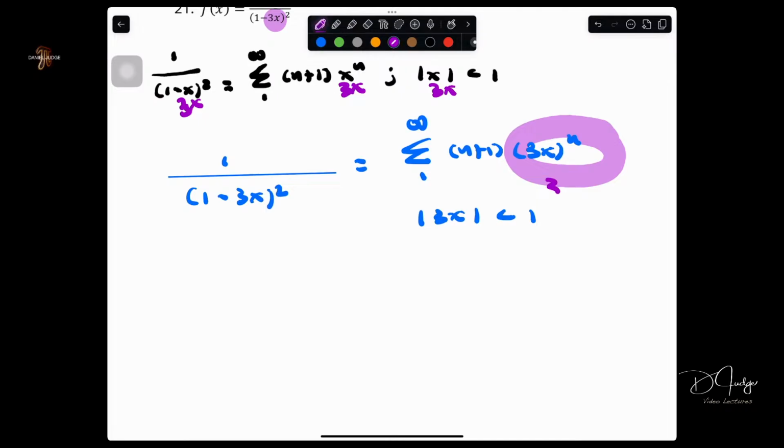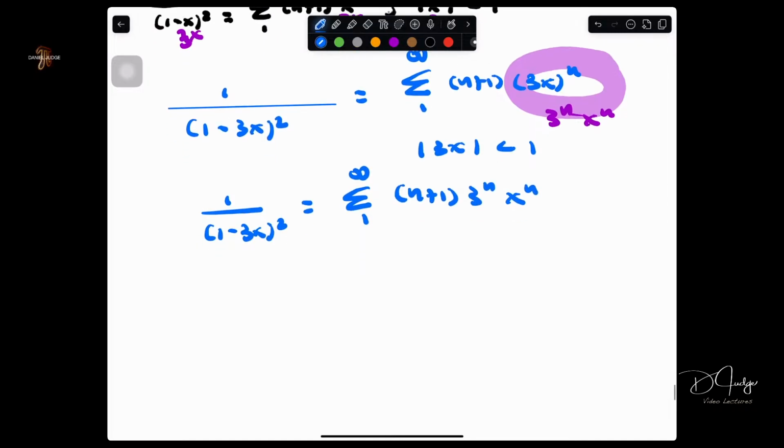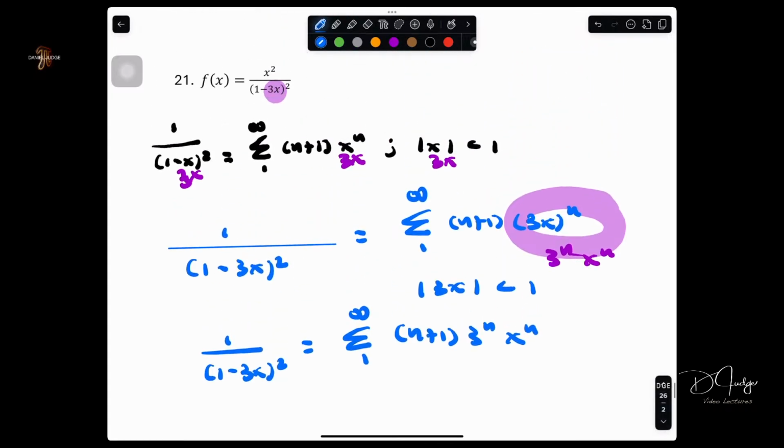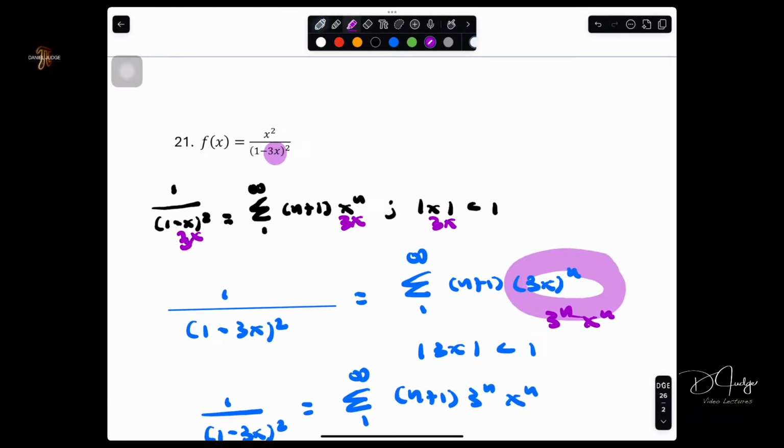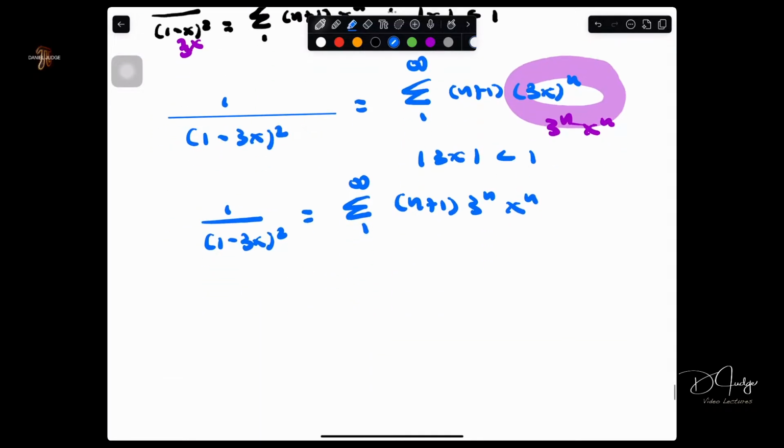Meaning we have 3 to the n, x to the n, so that the power series of 1 over 1 minus 3x becomes the sum from 0 to infinity of (n plus 1), 3 to the n, x to the n. Now, that's only part of the answer because don't forget, we have this x squared term, really.